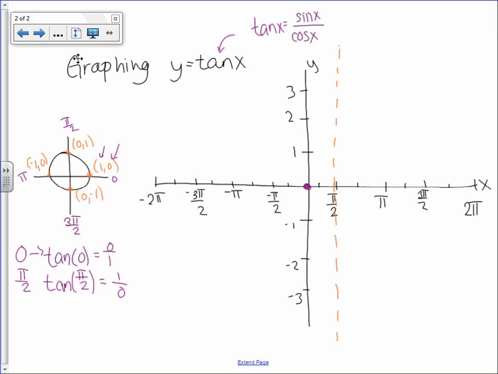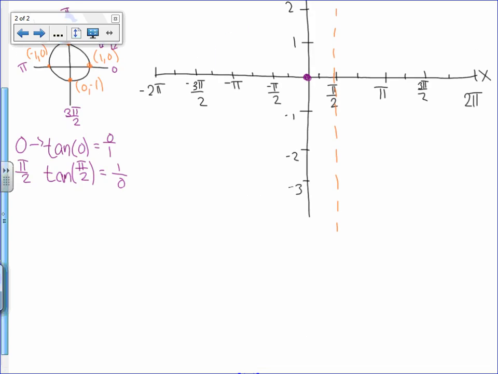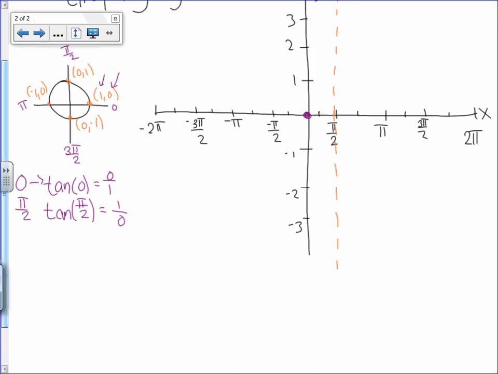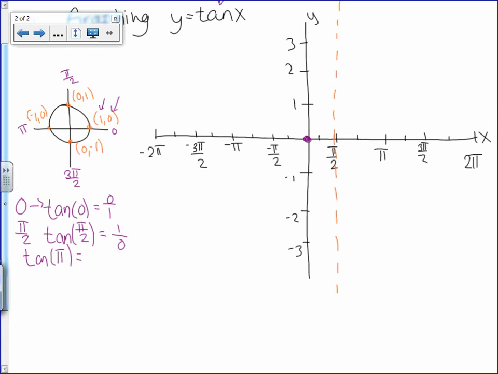Okay? We'll come back to that later. Now, let's go ahead and look at pi. Let me extend my page a little bit. Alright, now when I do my tangent of pi, that's the sine over the cosine of pi. What is up with my board today?